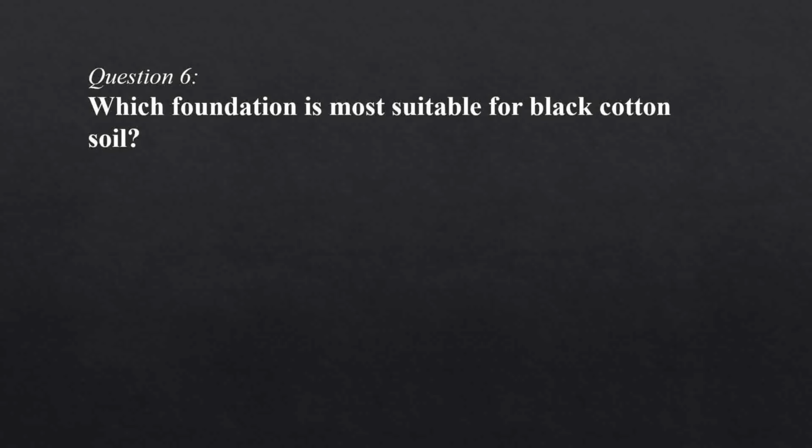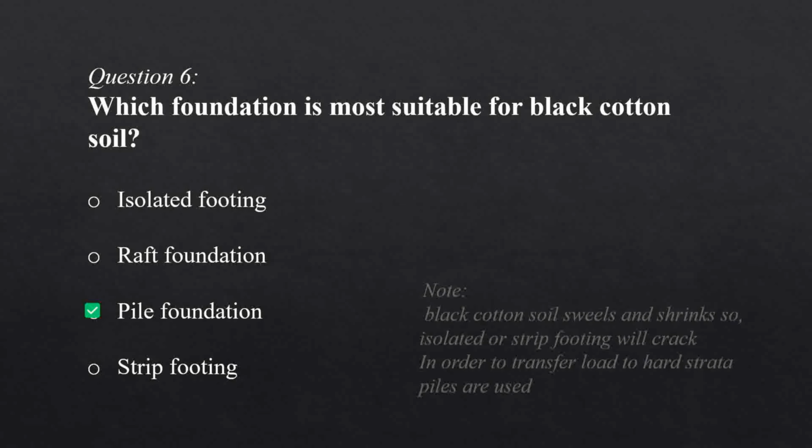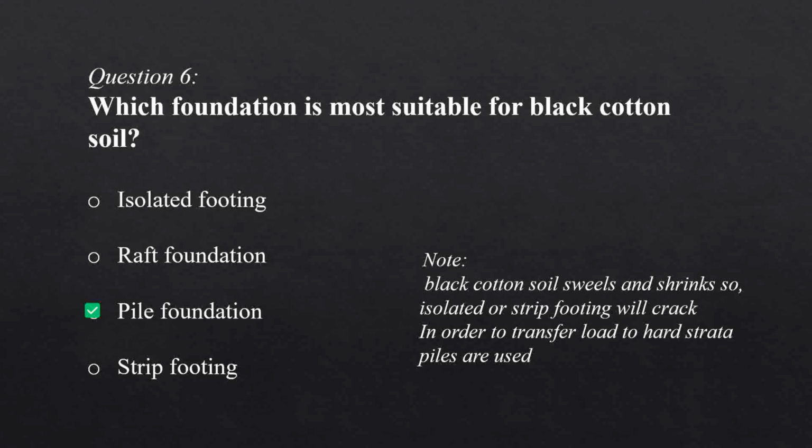Which foundation is most suitable for black cotton soil? The correct answer is pile foundation. Black cotton soil swells and shrinks, so isolated or strip footing will crack. In order to transfer load to the harder strata, piles are used.